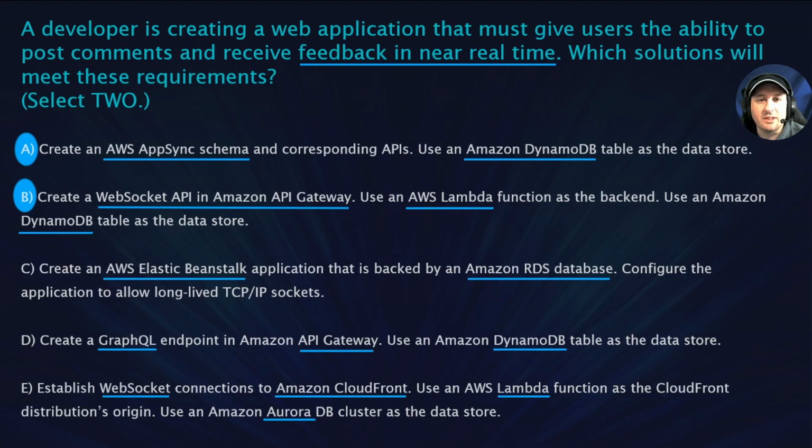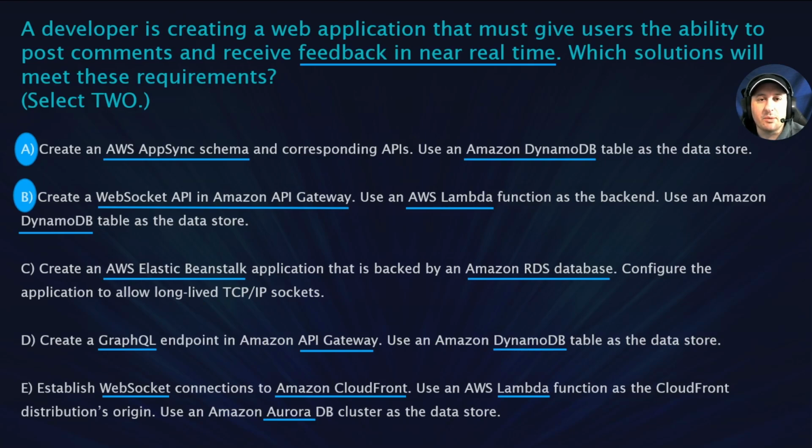Some of the key things that we need to point out is that the question asks for feedback in near real time. So response time is the most important thing in this request. What I've done is outline some of the keywords, features and services that you would need to know in order to answer this question correctly. So you need to know about AppSync, DynamoDB. You have to understand how WebSockets work with the API Gateway. You need to know what Lambda and DynamoDB are, Elastic Beanstalk, Amazon RDS, and Aurora.